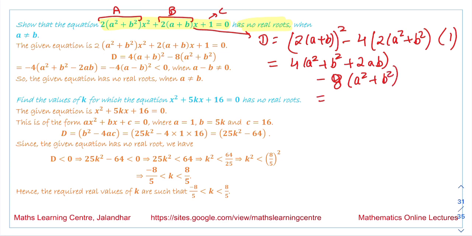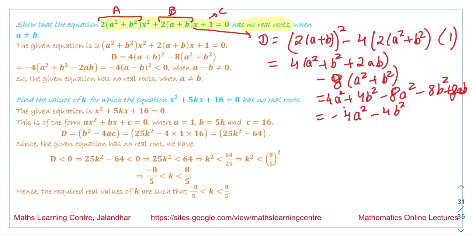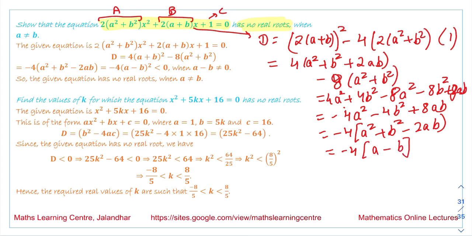So the answer we get is 4 a square plus 4 b square minus 8 a square minus 8 b square plus 2ab. Taking the minus sign common, we are left with minus 4 a square minus 4 b square, and it is plus 8 ab over here. So if we take minus 4 common, what we are left with is a square plus b square minus 2ab, and this is equal to minus 4 into a minus b whole square.